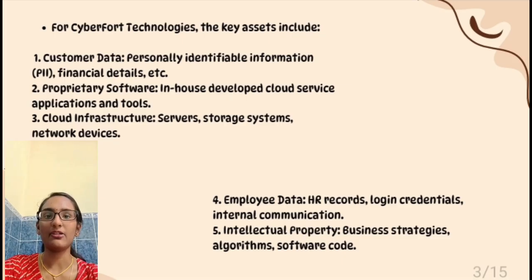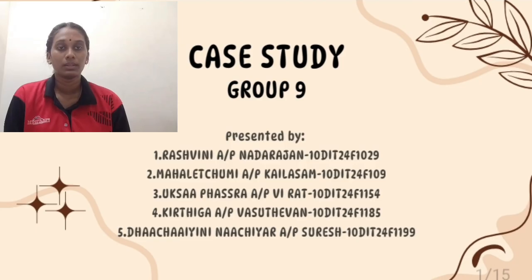For Cyber Fraud Technologies, the key assets include: number 1, customer data, personally identifiable information, financial details, etc. Number 2, proprietary software, in-house developed cloud service, applications and tools. Number 3, cloud infrastructure, such as servers, storage systems, and network devices. Then, employee data, HR records, login credentials, internal communication, and finally intellectual property for business strategies, algorithms, software code, and management process.